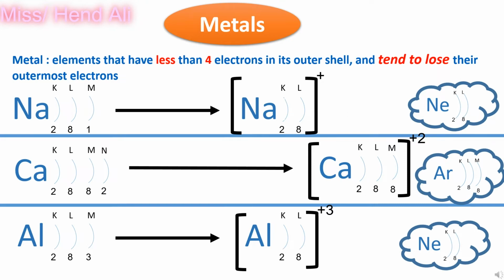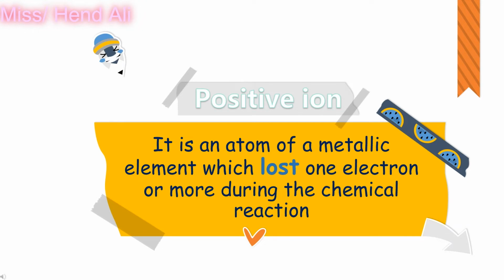So what is meant by positive ion? It is an atom of a metallic element which lost 1 electron or more during the chemical reaction.